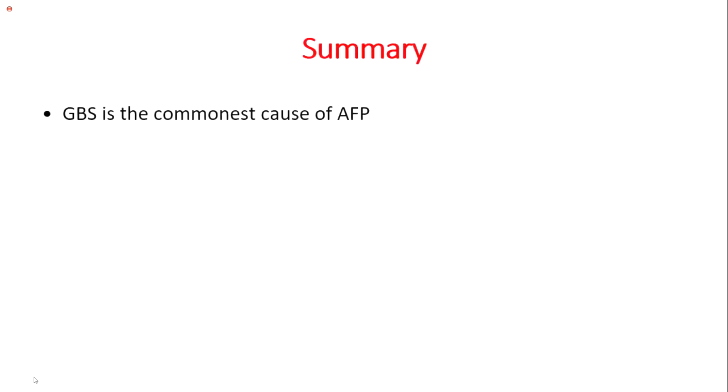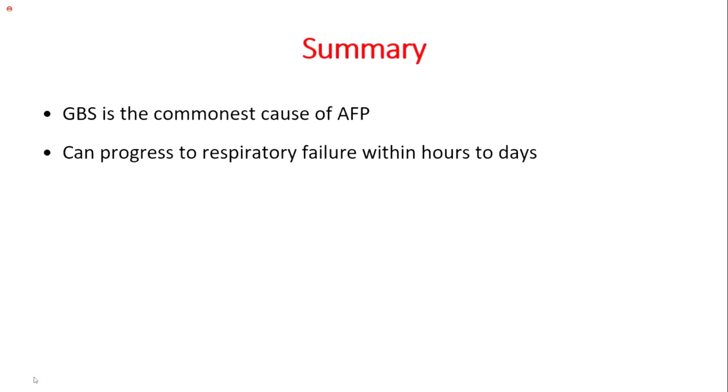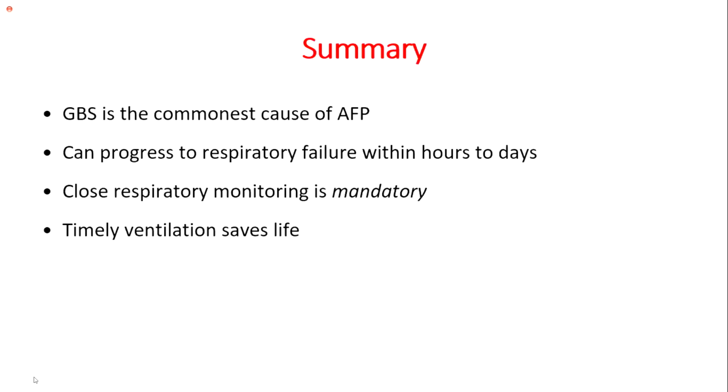So in summary, Guillain-Barré syndrome is by far the commonest cause of acute flaccid paralysis, and for your purposes, it is the only cause of acute flaccid paralysis. As far as you know, of course, your differential diagnosis when a patient comes, you will consider spinal shock phase of a cord lesion or generalized myasthenia gravis. It can progress into respiratory failure within hours to days. So if you do not act, the patient can die. Close respiratory monitoring is mandatory. That is the most important thing in Guillain-Barré syndrome. Timely ventilation will save life, not only life, it will also save the brain.